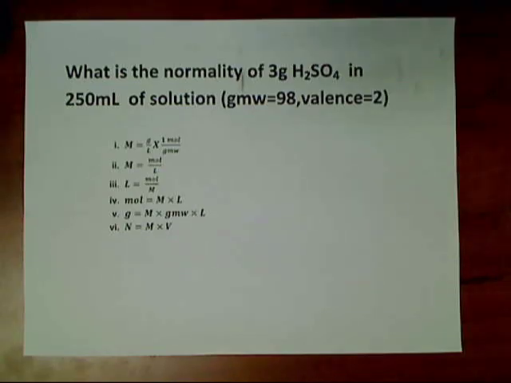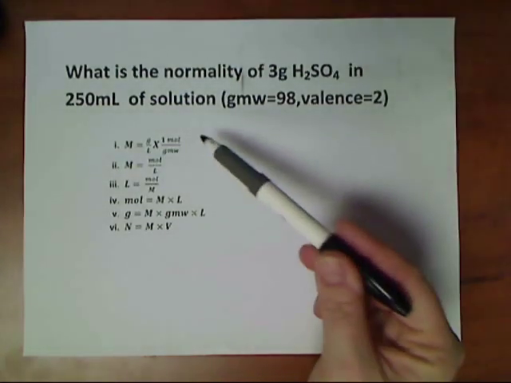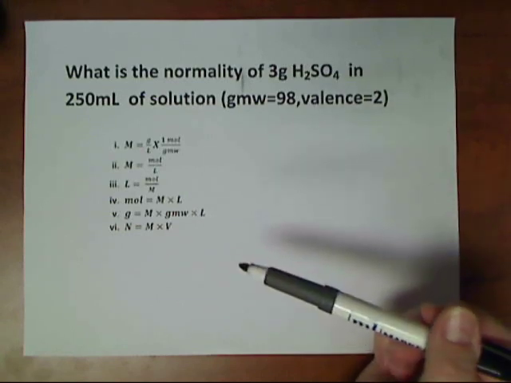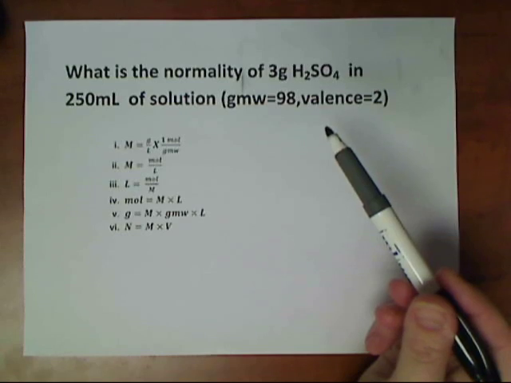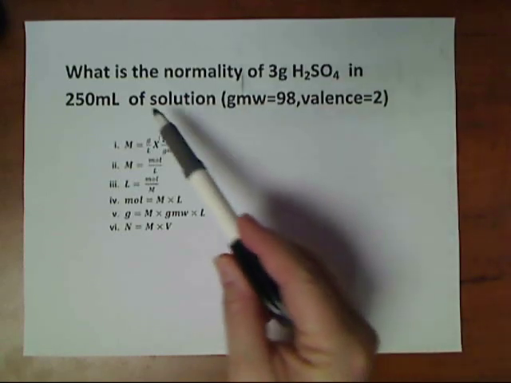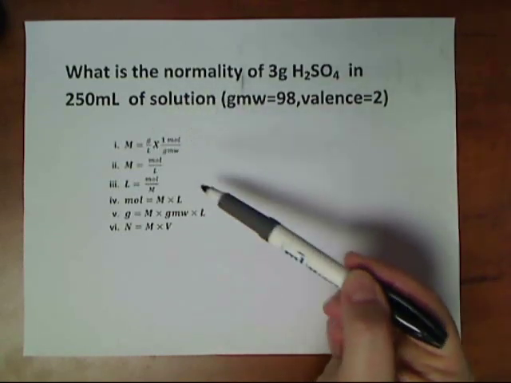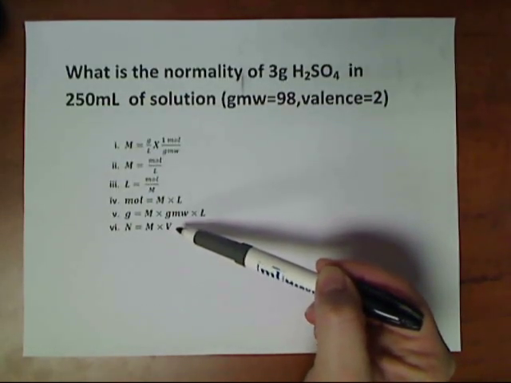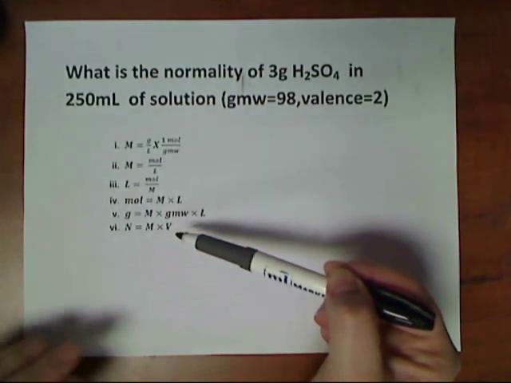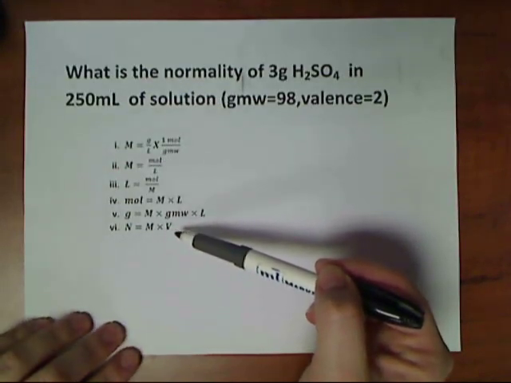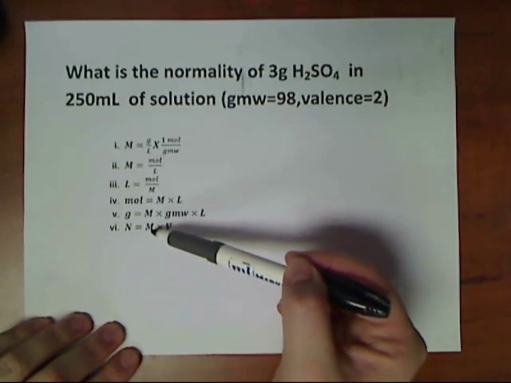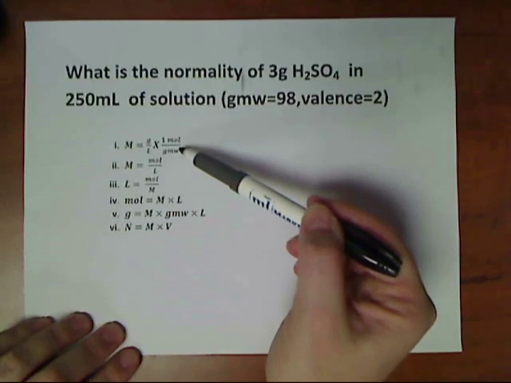Our molecular weight is 98 and the valence is 2. I've supplied you with a bunch of equations here to choose from when trying to calculate these problems. First of all, we need to see what is it that the question is asking us. Well, it is saying what is the normality. If you look through the equations, the one that helps you figure out normality is the last one, and it is normality equals molarity times the valence. In order to figure out this problem, we also need to figure out molarity first.